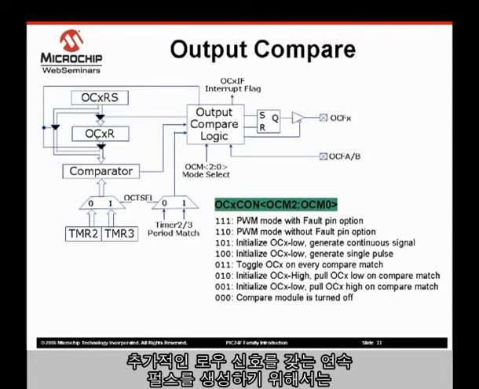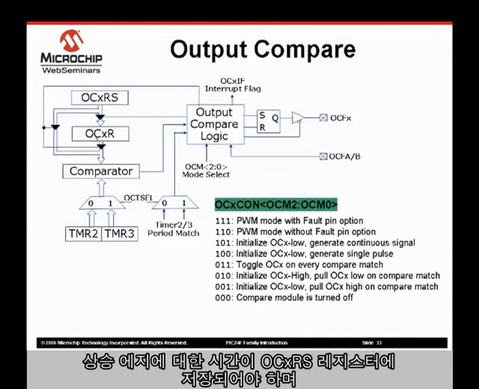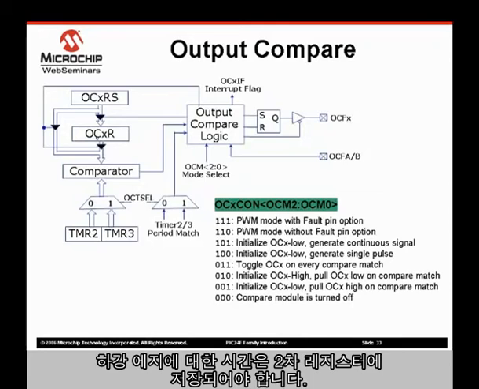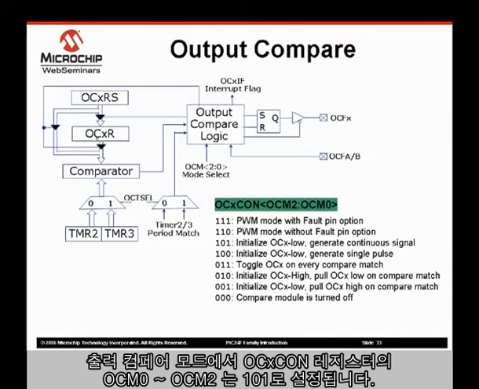To generate a continuous pulse with an additional low signal, the time for the rising edge would be loaded into OCxR, and the time for the falling edge will be loaded into the secondary register. The output compare mode bits OCM0 to OCM2 of the OCxCON register would then be set to 101.